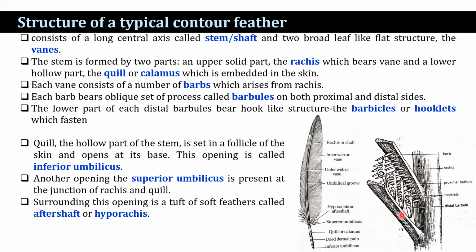These are the proximal barbules and these are the distal barbules. Now, the lower part of each distal barbule bears hook-like structures. These hook-like structures are known as barbicles or hooklets, which fasten onto proximal barbules of the adjacent barb. Thus, the barbicles interlock with barbules of adjacent barbs to stiffen the vane. Hooklets are lacking from the proximal barbules.